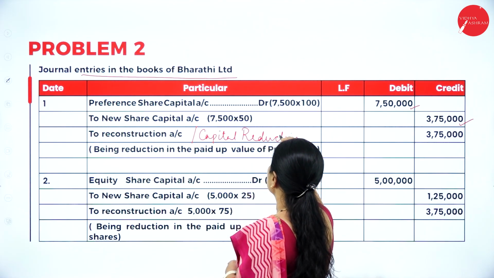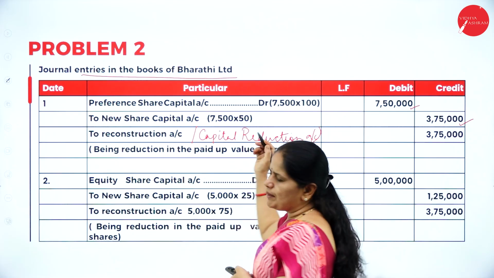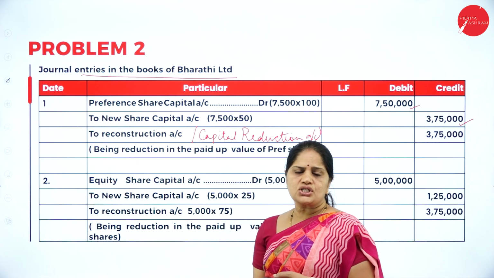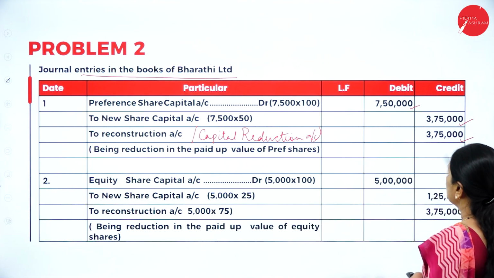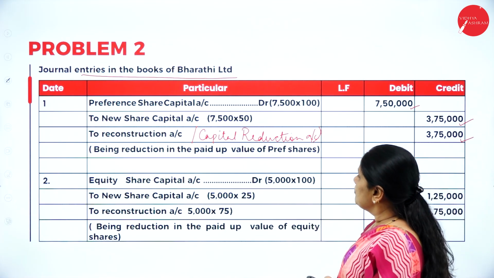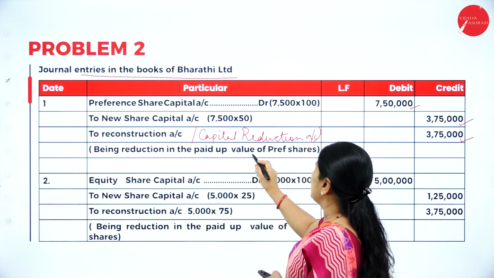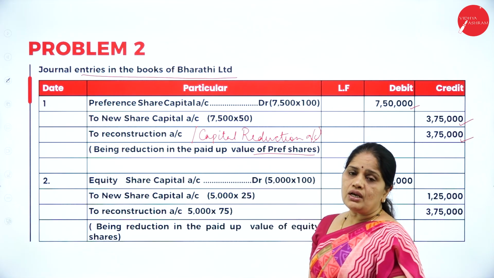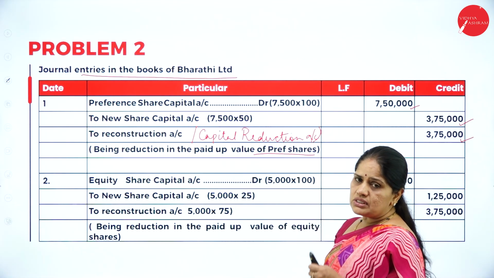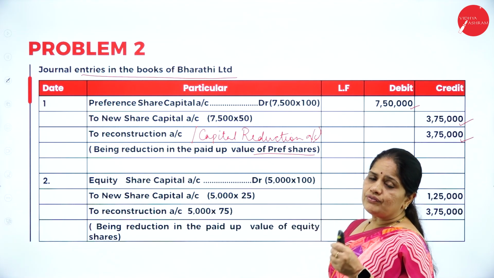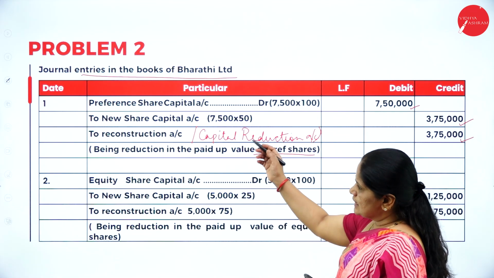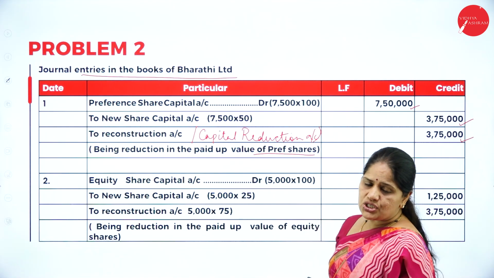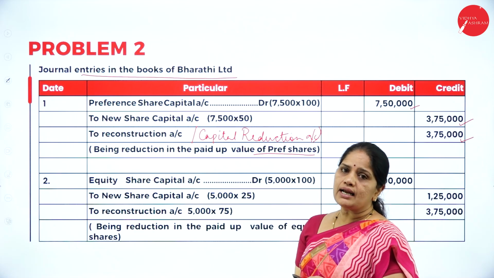So both are the same. Whether you call it capital reduction or reconstruction, it is the same. To reconstruction account, 3,75,000, being reduction in the paid up value of the preference share. So you have reduced the paid up value from 100 rupees to 50 rupees. So this is the first entry for reduction of the preference share capital.